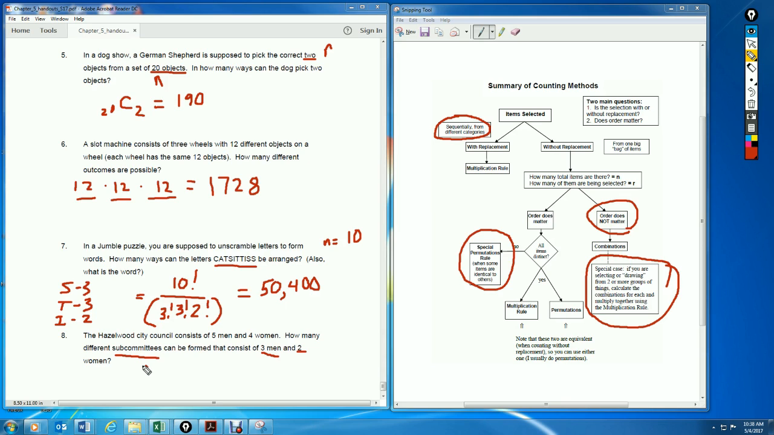All right, so out of the 5 men, I want to choose 3. So combination of 5 objects taken 3 at a time. And then out of the 4 women, I want to choose 2. So multiply that by the combinations of 4 objects taken 2 at a time. So you should find that those are respectively 10 times 6, and the total ways to choose then is 60.